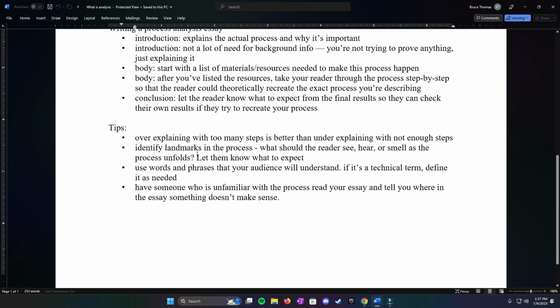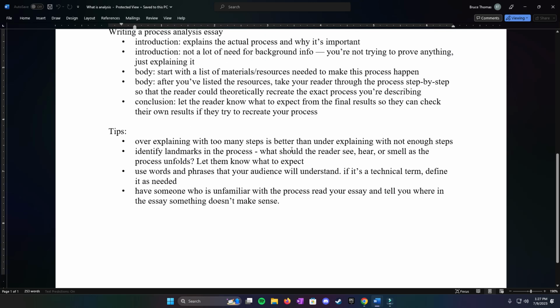Very sciencey. Tips. Over-explaining with too many steps is way better than under-explaining with not enough steps. I would much rather you go on for too long than go on for not long enough. Identify landmarks in the process. So when we're driving, we're like, okay, do I turn by the Walmart or the Sonic? So that's what I mean by landmarks, okay? Identify those important moments in your process that your reader really needs to be paying attention for. What should they see? What should they hear? What should they smell at this landmark? What should be happening? Let them know what to expect.